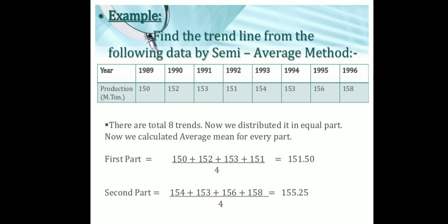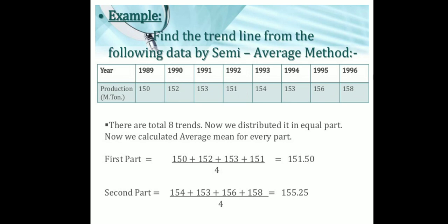The first part is the first 4 figures, that is 150 plus 152 plus 153 plus 151. So the 4 figures, we have to divide by 4. If there are 5 figures, then divide by 5. If there are 10 figures, divide by 10. So if there are n figures, you have to divide by n. Accordingly, there are 8 values, so each part contains 4 values. So first take the sum of the first 4 figures and divide it by 4. That gives you the average of the first part.